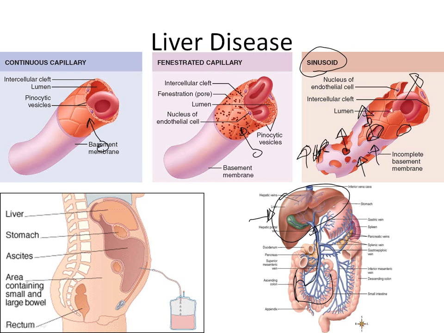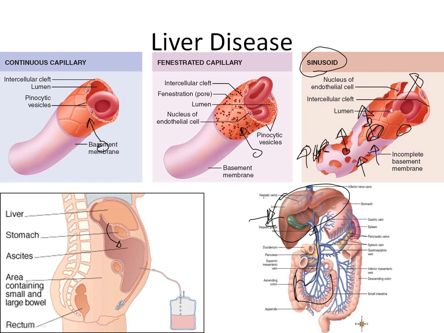Now, the liver is not really encapsulated in anything like the heart, so there's no pericardium that surrounds the liver at all. So if fluid and albumin is actually pushed out of the liver, then all it can do, if you look in the caption down here in the bottom left, is actually go into the abdominal compartment itself.